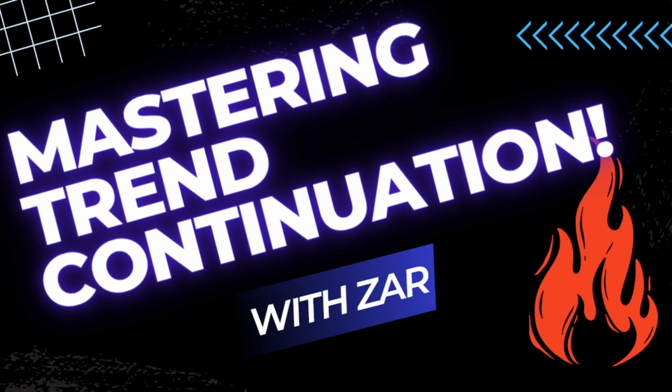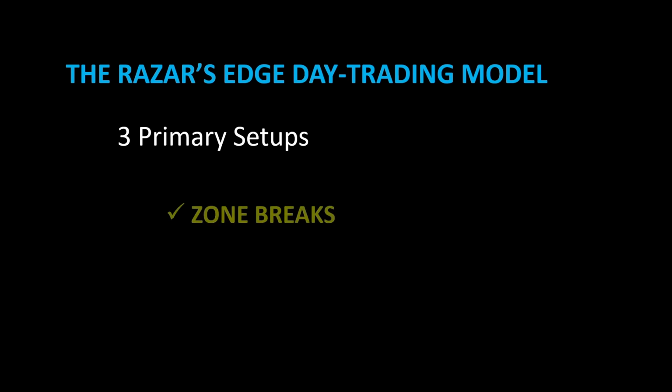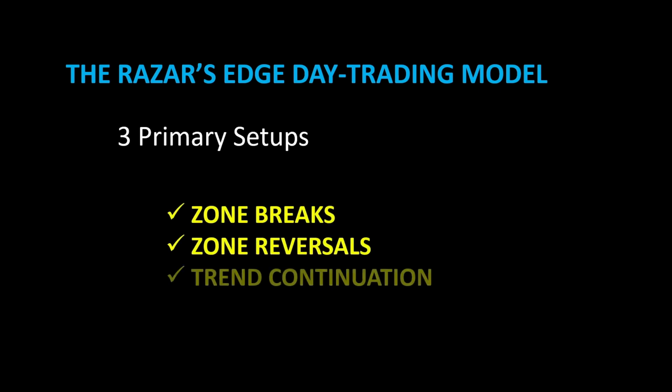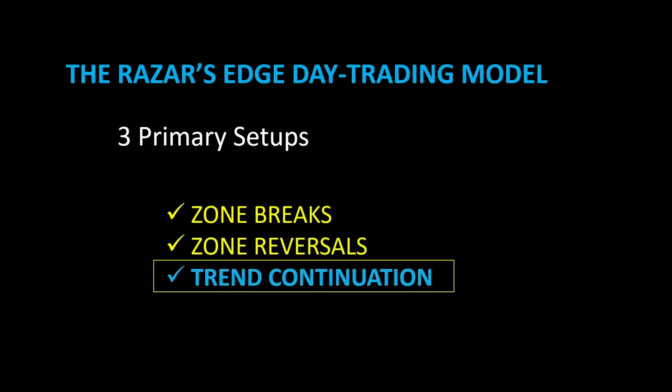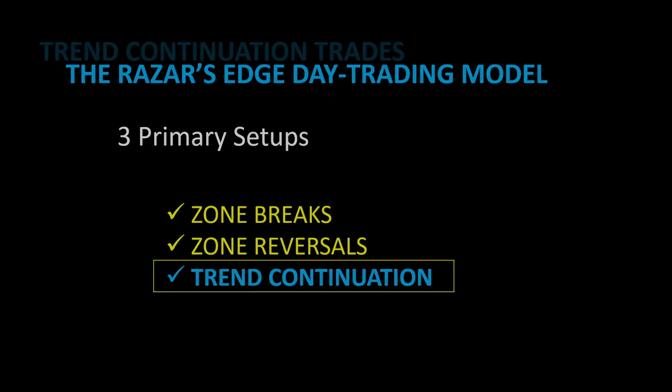And before we get right into some examples, I want to remind you that the Razor's Edge day trading model really encompasses three primary setups. And very simply, they are zone break trades, zone reversal trades, and trend continuation trades. And of course, today's session is all about trend continuation trades.